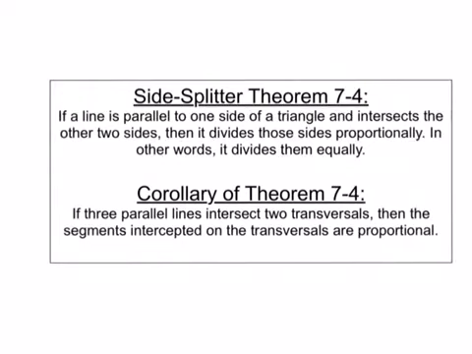The corollary of that theorem states that if three parallel lines intersect two transversals, then the segments intercepted on the transversals are proportional. You guys are probably thinking, what the heck is a transversal? Well, a transversal is a line that intersects two or more lines at distinct points.